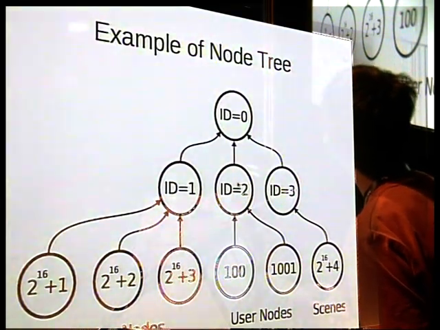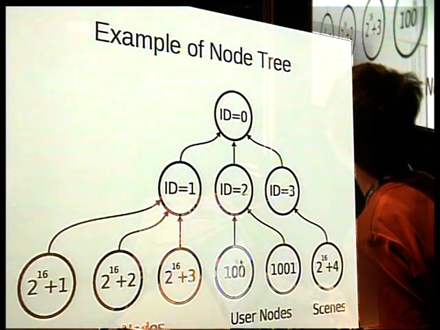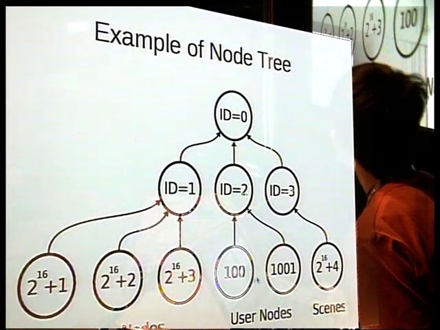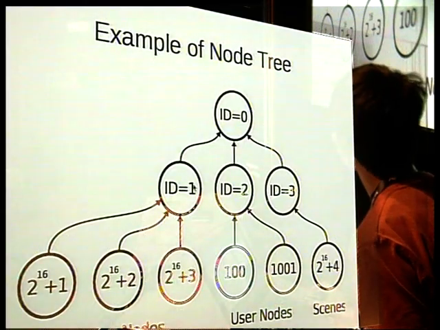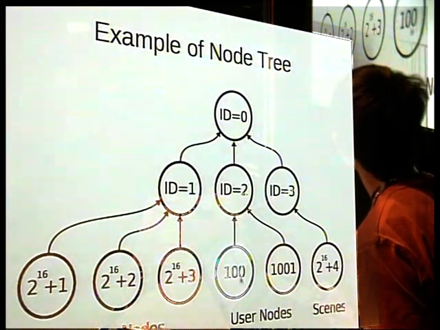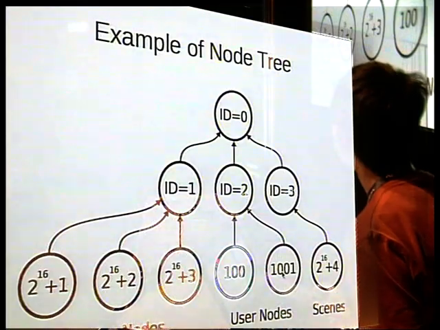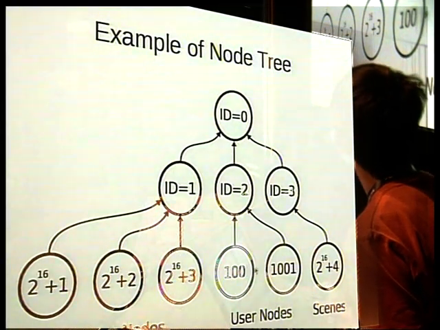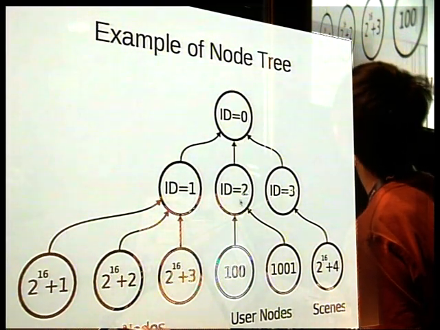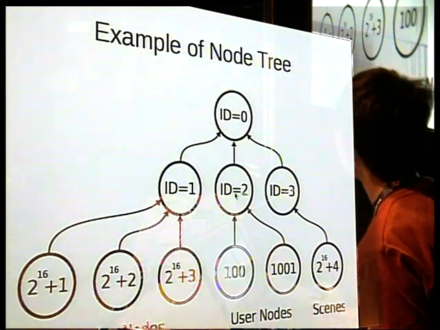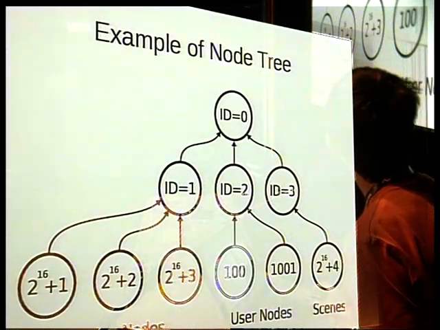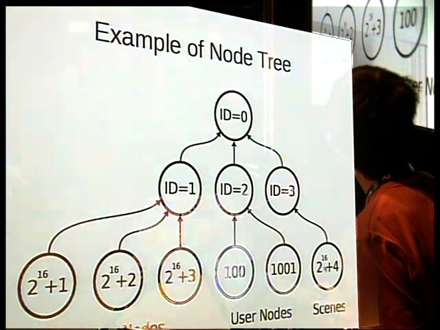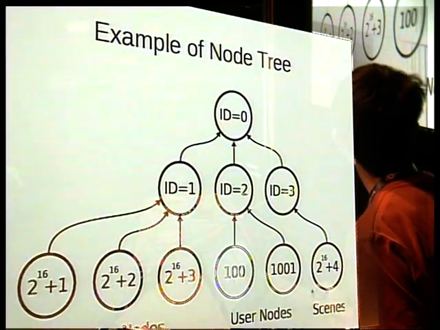This second node is used as a parent of user nodes. So when you are connected to the VARS server, you can see what users have an account there. And the third special node is the parent node of scenes.